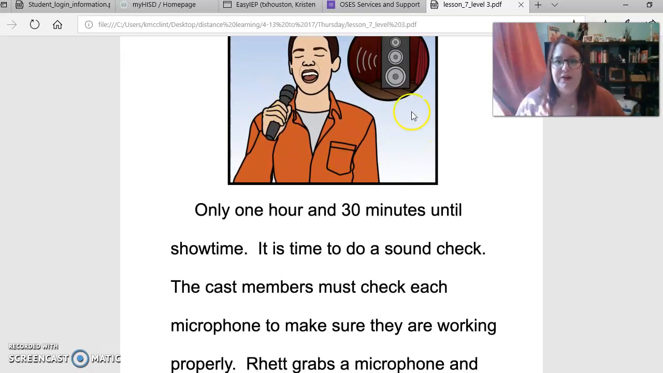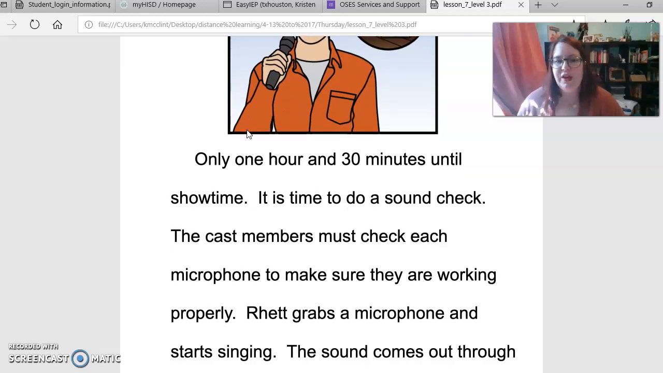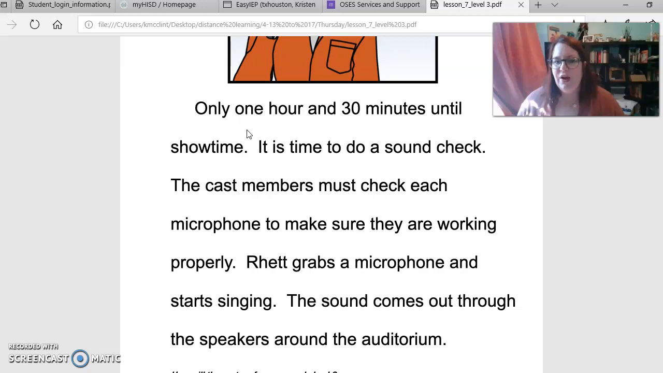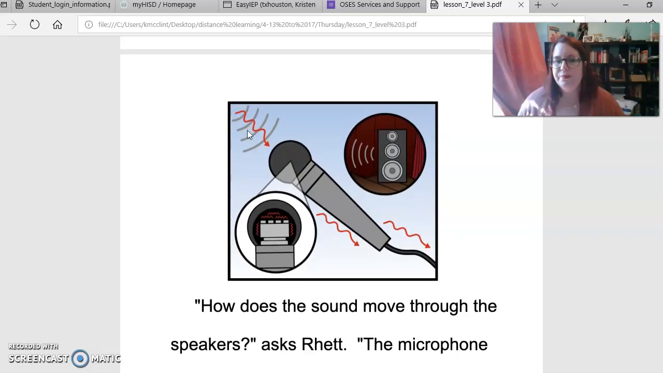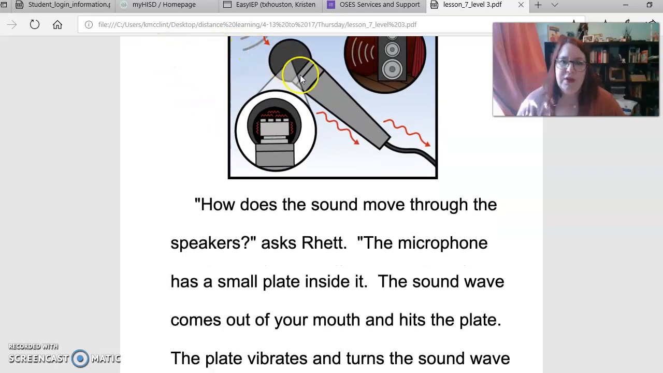Now you can see here he's singing. Only 1 hour and 30 minutes until showtime. It is time to do a sound check. The cast members must check each microphone to make sure they're working properly. Rhett grabs a microphone and he starts singing. The sound comes out through the speakers around the auditorium. So this is the microphone and the sound coming out of the speakers.